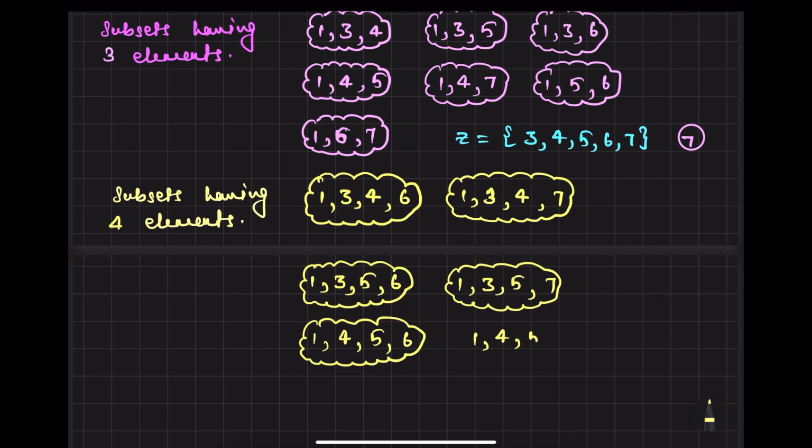1, 4, 5, 7. Okay. So 7 and 4 is 11. 11 plus 1 is 12. 12 and 5 is 17. 17 is a prime, so rejected. Okay, so this case is rejected.